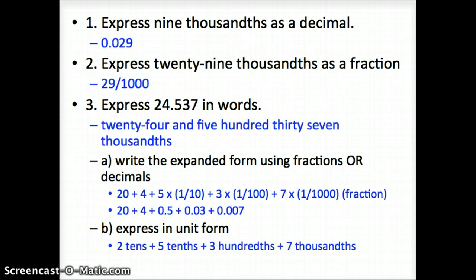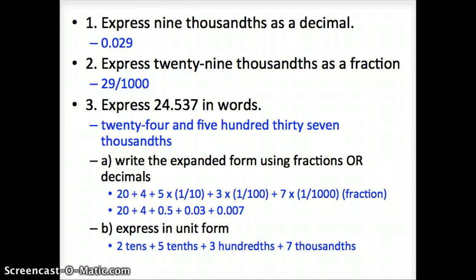Problem number 1. Express 9 thousandths as a decimal should be 0.009. Number 2. Express 29 thousandths as a fraction. 29 over 1,000 is the answer. Number 3. Express 24 and 537 thousandths in words. 24 and 537 thousandths. Don't forget the word and.